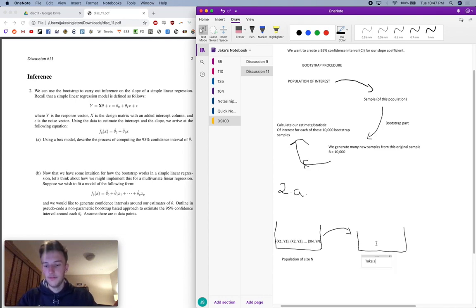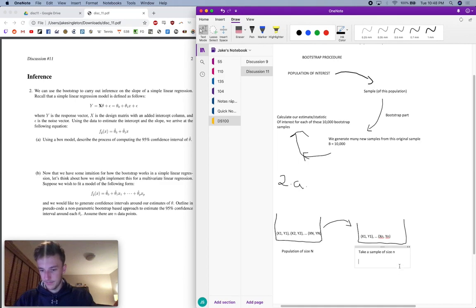Take a sample, and we'll say this sample has size little n. And so all this gives us, in the context of this problem, is x1, y1 pairs up to xn, yn. Remember, little n will be smaller than big N. So with this sample, we have less data. We don't have access to this entire population.